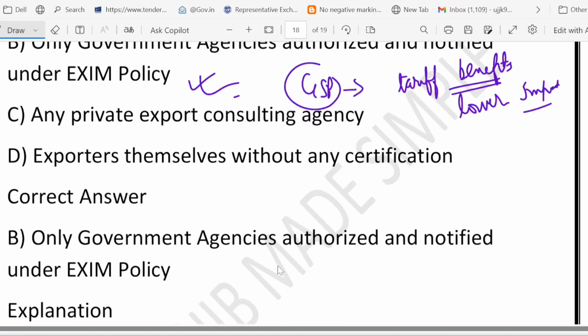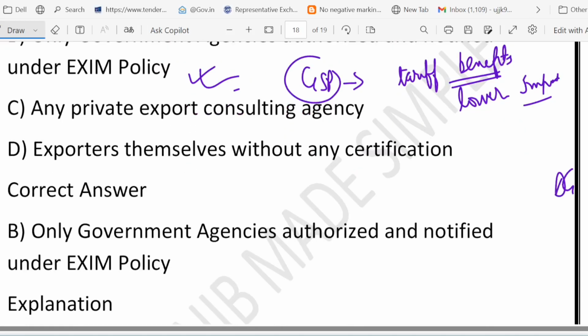Let me give you some examples. DGFT can issue it. MPEDA, what is MPEDA? Marine Products Export Development Authority, they can issue it. Textile Committee, they can issue it. EIC, Export Inspection Council, they can issue it. So these agencies have used a centralized digital platform for issuing the GSP certificate.